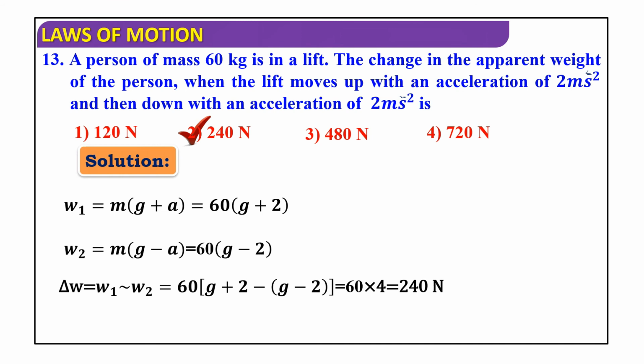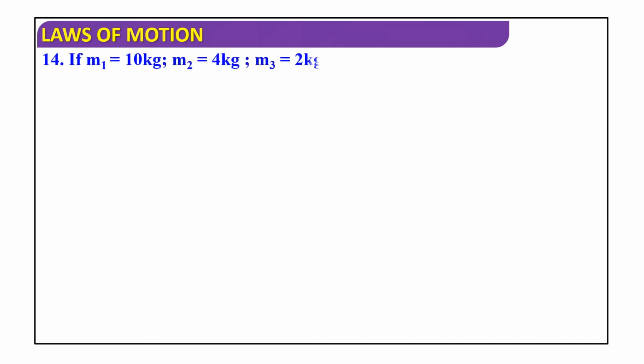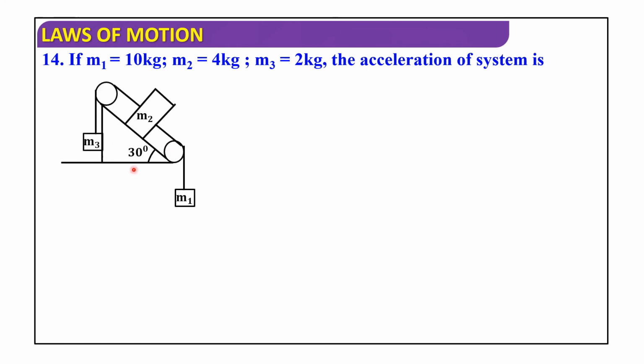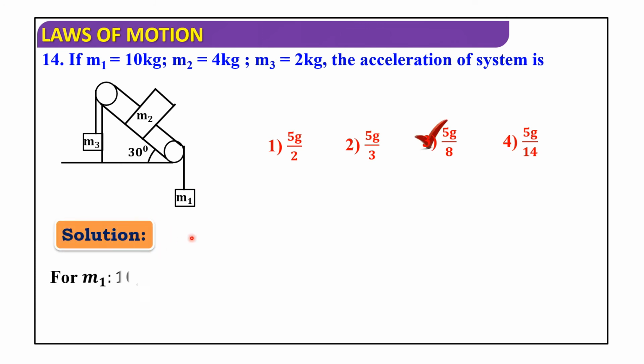Okay, next one. If m1 is equal to 10 kilogram, m2 is equal to 4 kilogram and m3 is equal to 2 kilogram, then we have to find the acceleration of the system. So see this picture: m1, m2 and m3, three blocks. Here we have to calculate the acceleration of this system. Now let us go to the solution.